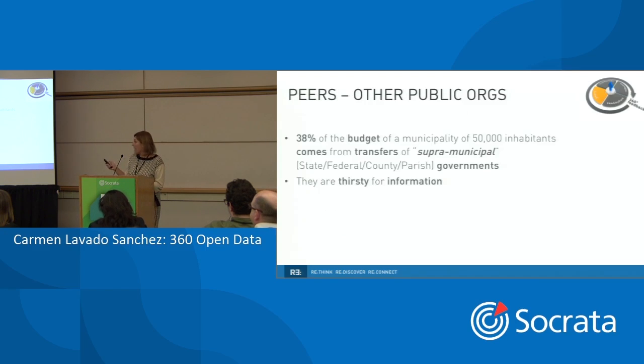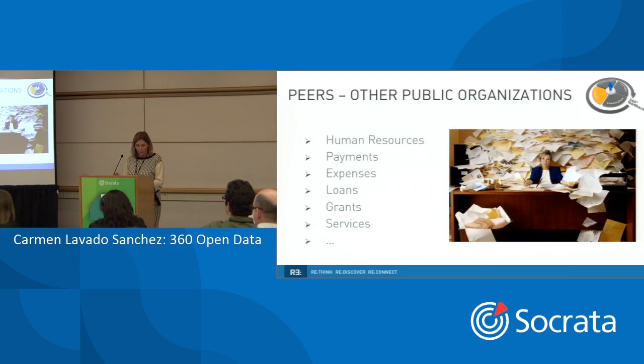Because 38% of the budget of a municipality with about 15,000 inhabitants, like Lavado, comes from transfers of these other types of governments, and they are thirsty and hungry for information. They demand a lot of data about human resources, payments, expenses, loans, grants, services, and so on. And it usually coincides in the same period of the year, and it's very difficult to handle.